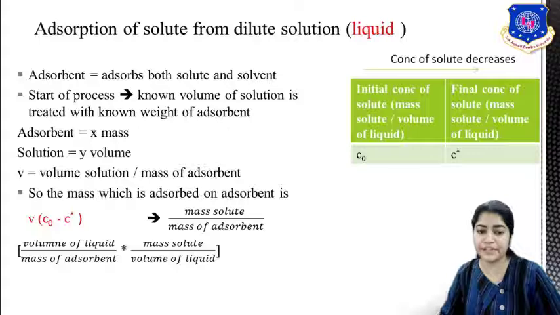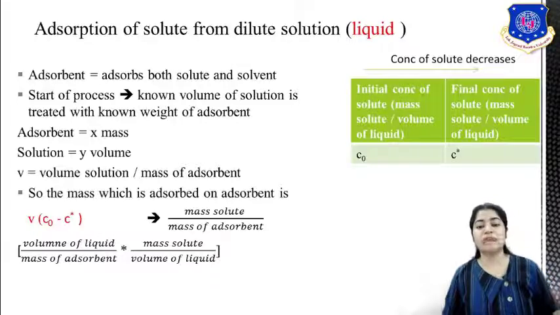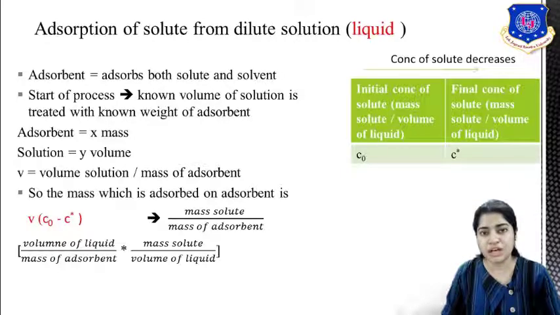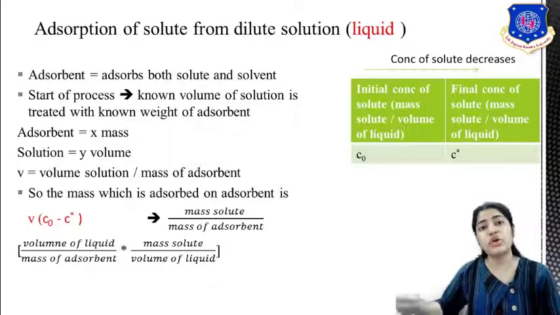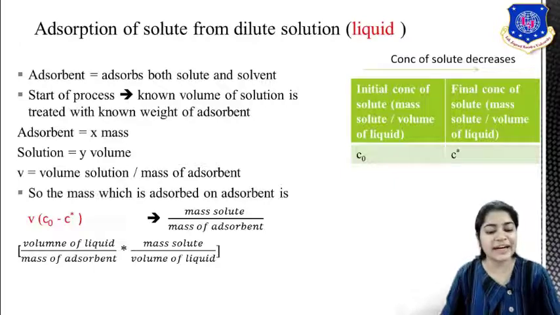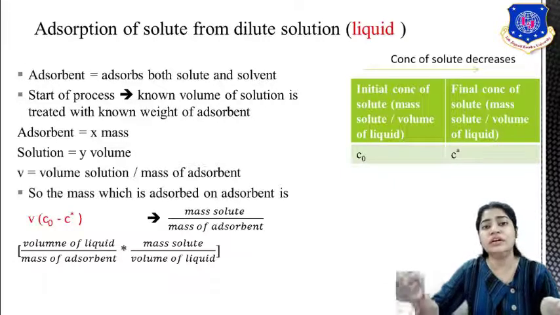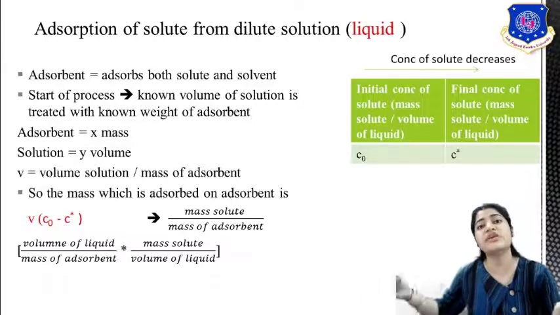Now the next topic is adsorption of solute from dilute solution, liquid. Here I am now switching to liquid. Dilute solution means the amount of your solute in your liquid is very less. Now see, whenever adsorption occurs in a liquid, it is possible that along with the solute, your solvent also adsorbs on your adsorbent surface. If I am using activated charcoal along with water, and suppose any solute impurity is there, along with that solute impurity water will also adsorb on it.